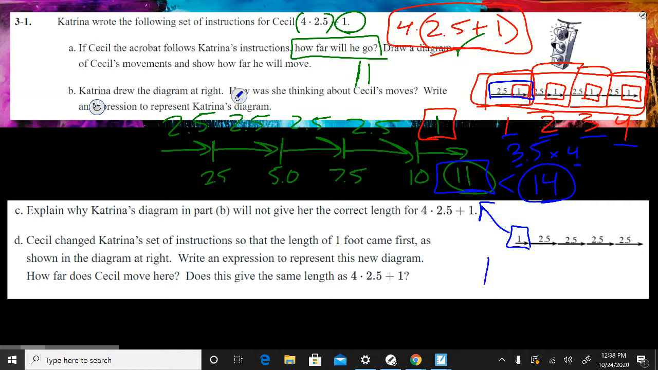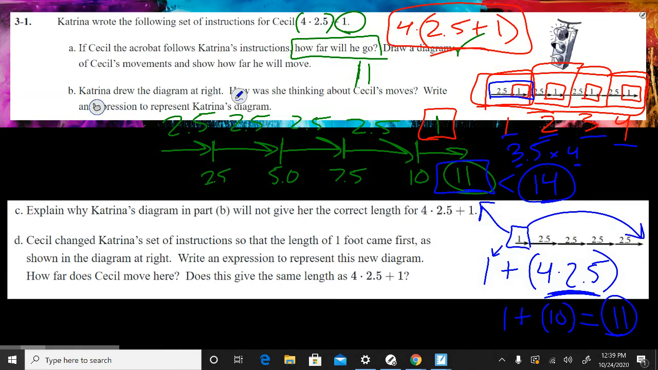So our new expression would be that 1 comes first, and then we are adding it by the 4 times 2.5. So we need to make sure that we have our parentheses here, because then it shows that this is grouped together, right? We always start with multiplication anyways before we add or subtract. And then if we were to solve this here, we'd do our multiplication first, and we would end up with 10, 1 plus 10, that equals 11. And so yes, we would travel the same distance no matter whether we put that 1 at the end like we did in our diagram or if it's at the front.